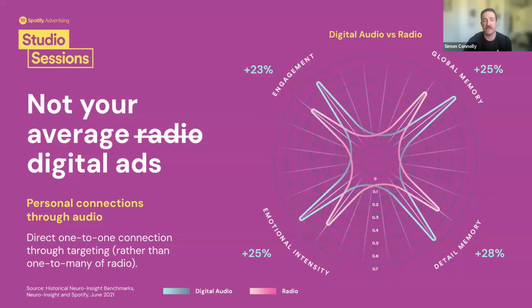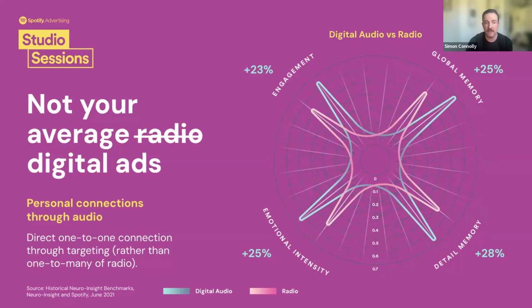We partnered with the research team over at NeuroInsight for a study, and they've shown that the listening experience of digital audio significantly elevated brain activity, leading to higher memorability, engagement, and emotional intensity. And across these metrics, digital audio improved the experience by over 20%.